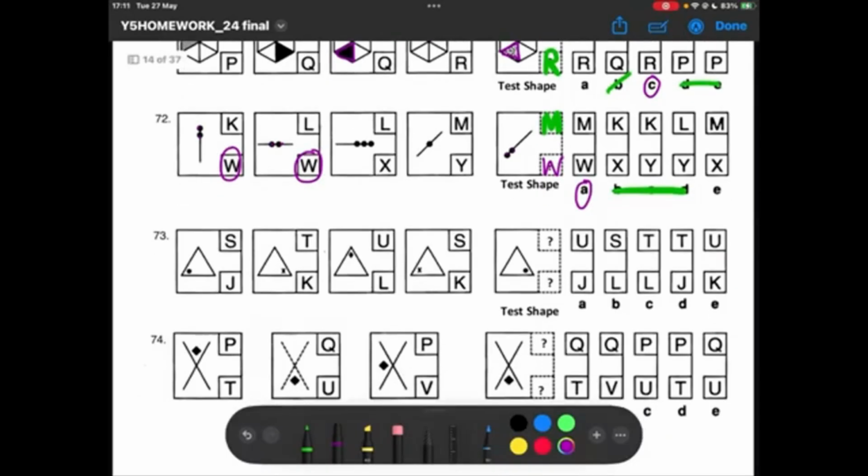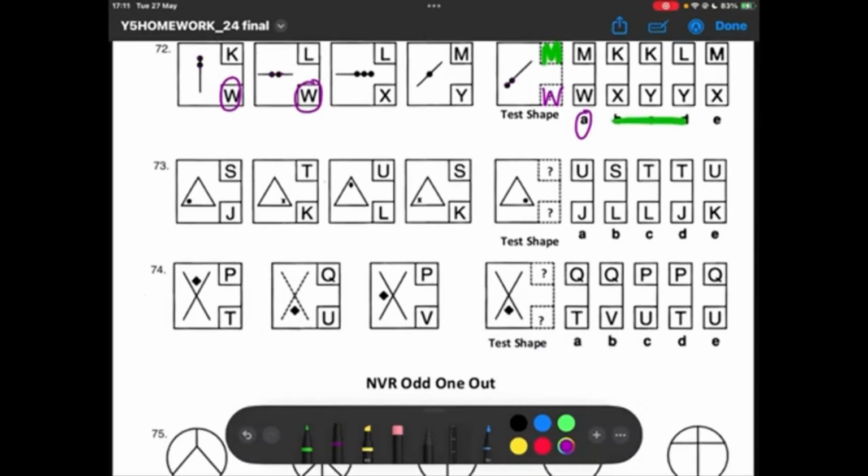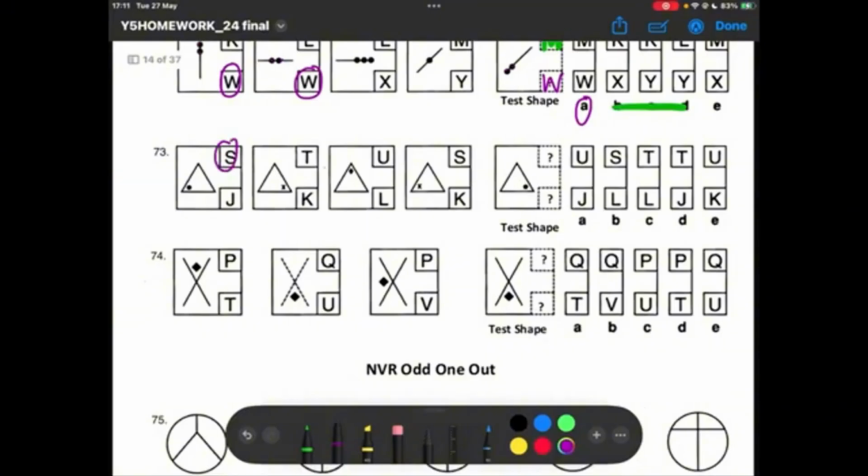Next question. So here, these two both have an S as the first letter, and they both have a shape in the bottom left corner. The test shape has a shape in the bottom right corner, same as this one, and the first letter here is a T, so it's going to be a T here as well, so we can rule out those three. Now onto the second letter. These two both have a K, and they both have an X.